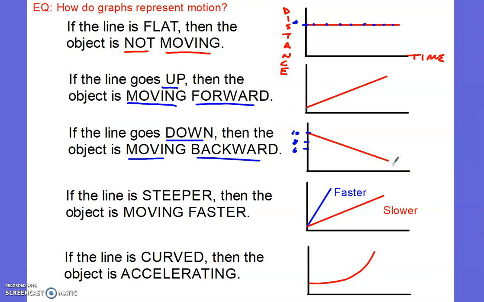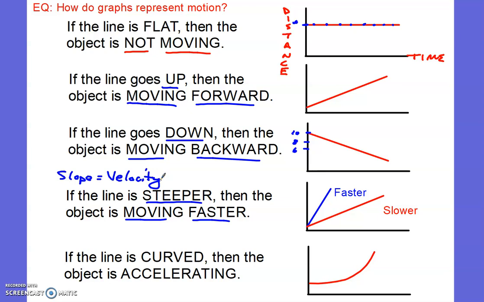Now we can also represent a faster or slower speed based on how steep the line is. If the line is steeper, that means that the object is moving faster. So here we see that the blue line represents a fast-moving object, whereas the red line represents a slower-moving object. That's because the slope of a distance versus time graph is equal to the velocity of the object. Slope is how steep the line is. The steeper the line, the higher the slope, and therefore the faster the velocity.